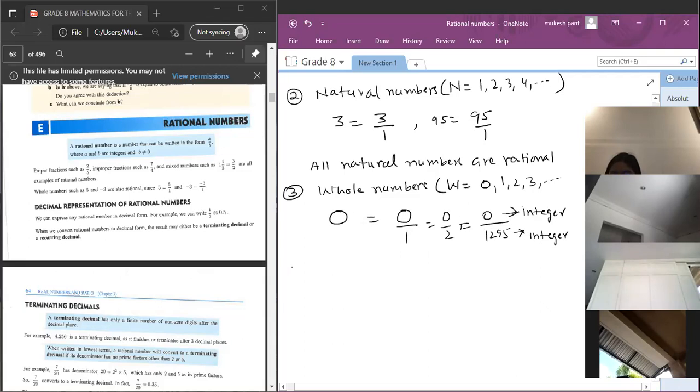Okay, for example, I have a question, guys. If I write 2 over 0, is it a rational number? You people told me 0 over 2 is rational. Absolutely correct. Now my question is: is 2 over 0 a rational number? No. What's the reason?